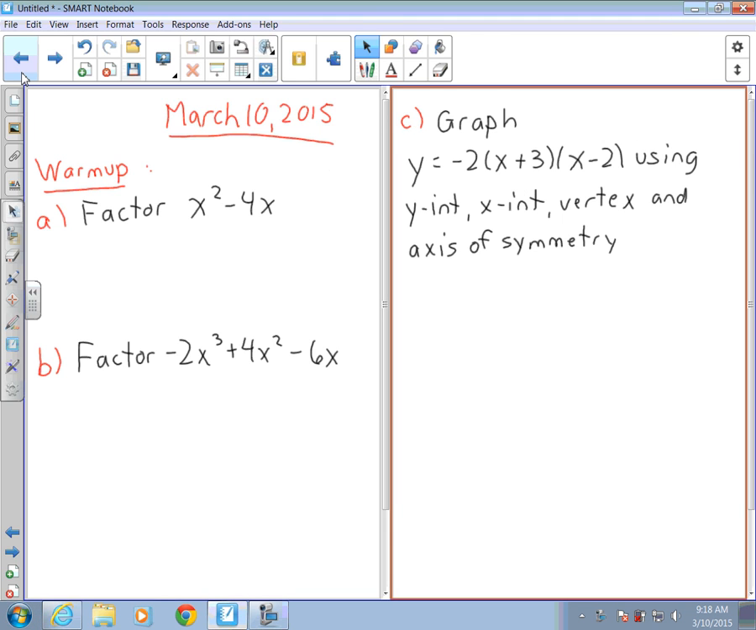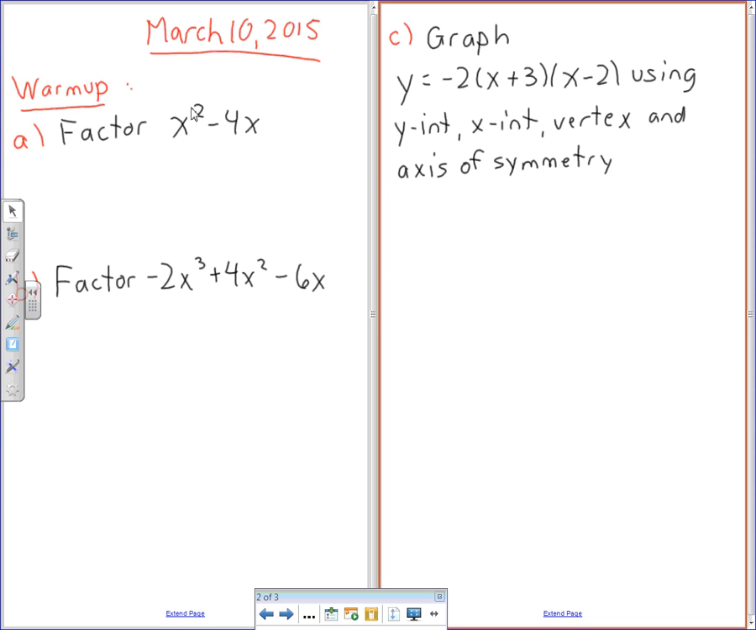A and B. Okay, so the way we'll go through this, I'll do this like a lesson instead of doing this like a warm-up, just to make sure everyone's good. So when you factor x squared minus 4x, you're going to break it into two parts. The first part is going to be the coefficient that is the same between both of them. The second part is going to be the variable.